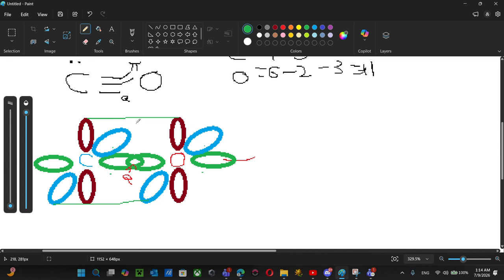And you may ask, why are these called pi bonds? I truly don't know why, but remember, if the bond doesn't occur on the axis, it is called a pi bond. So you've got a pi bond over here and a pi bond over here. That was the double bond.